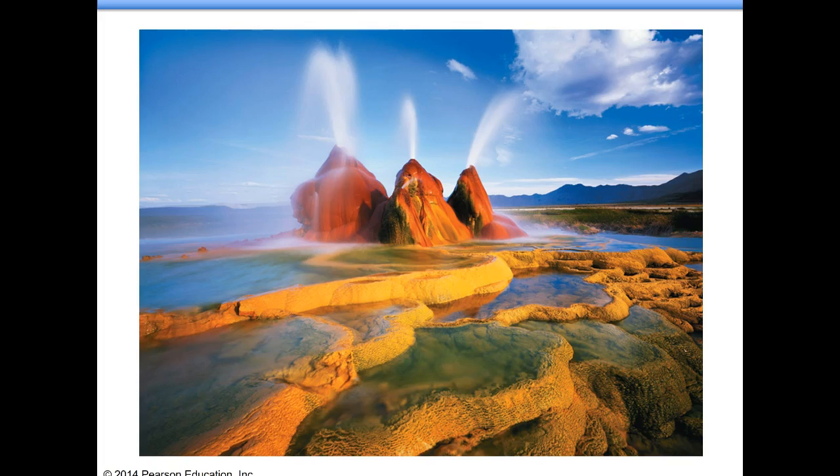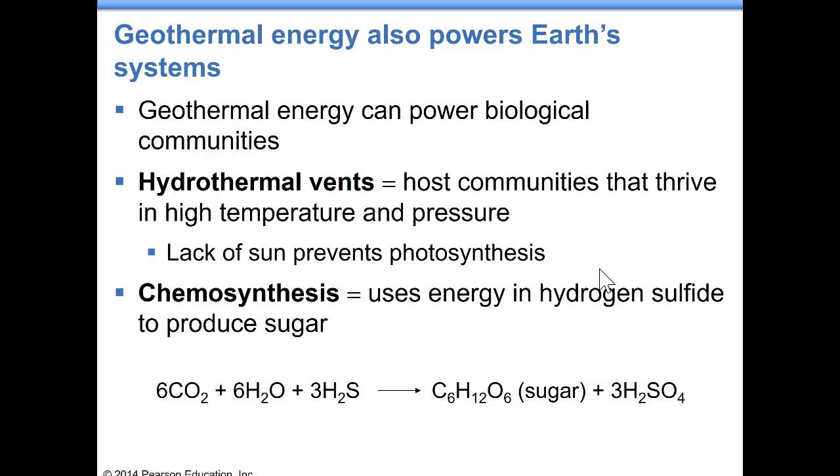And you can see in this picture these formations that you have are from actually lava that has cooled and formed these rocks, and water has collected in and kind of made these tiny little pools all around. So geothermal energy can power a lot of biological communities. So this is one type of energy that we can use and harness.